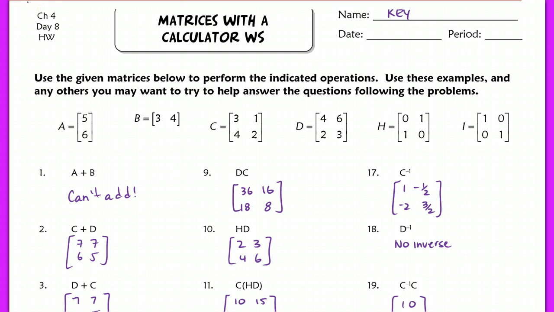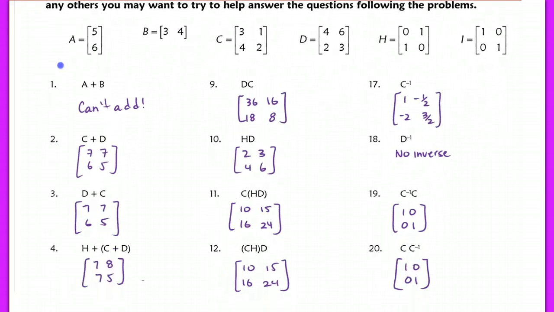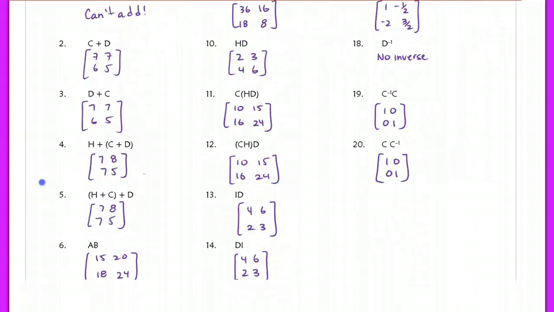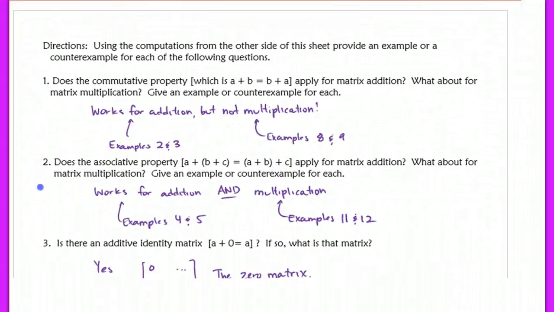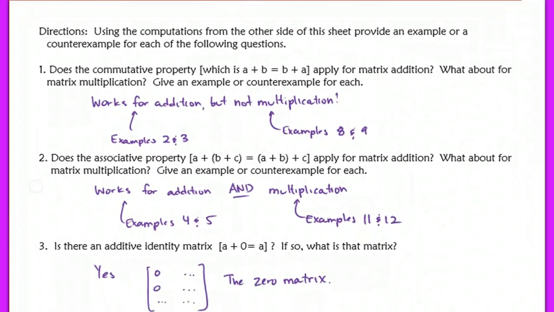Okay, so after you check your answers, the back page was kind of the big idea of the homework assignment. Questions like this: does the commutative property work for matrix addition? And what about for matrix multiplication? And then it asks you to give an example or a counterexample for each.